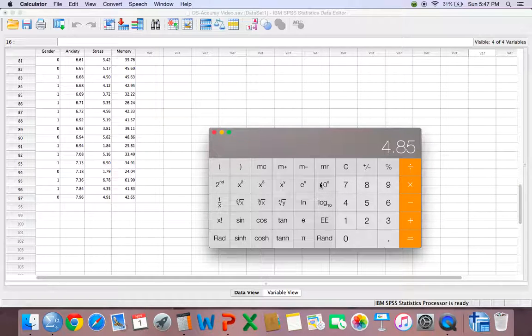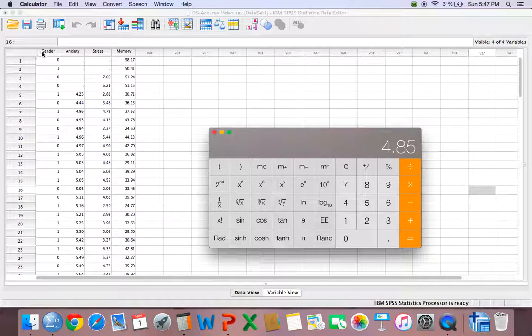Now for rows, so by participant, we have 4 columns. We have gender, anxiety, stress, and memory. So I'm going to do 4 times 5%, so 0.05. That gives me 0.2. Now, you wouldn't replace any data points in gender, but you still use the gender column to see what 5% or less would be.